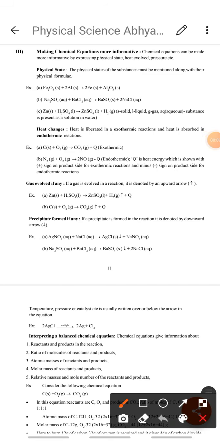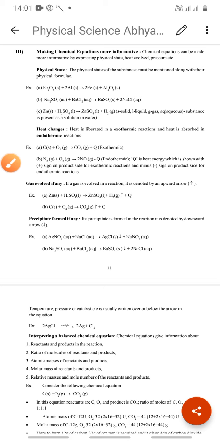Good morning, children. Our topic is chemical equation part 2. Today's topic is making chemical equations more informative. So these chemical equations can be made more informative by expressing physical state, heat changes, gas evolved, precipitate formed, and some other conditions like temperature, pressure, catalyst. The first one is physical state.